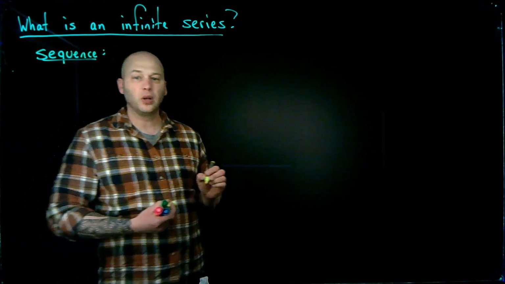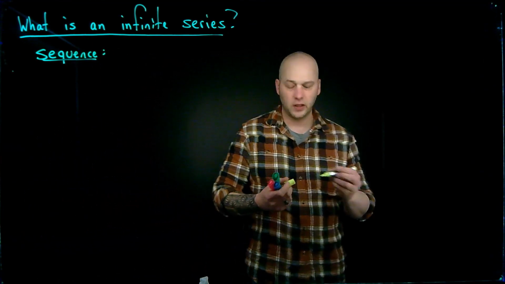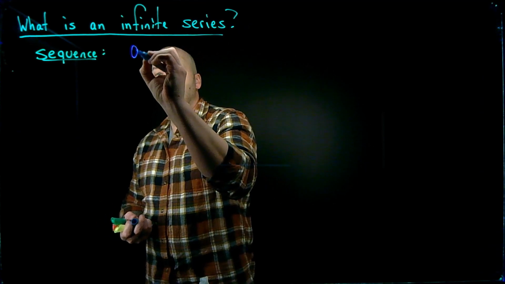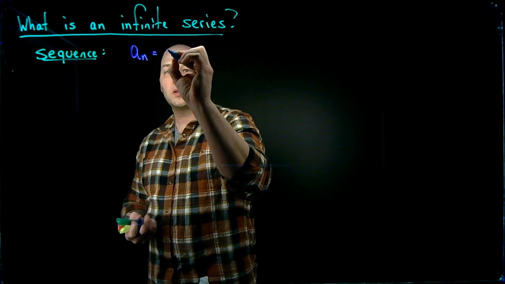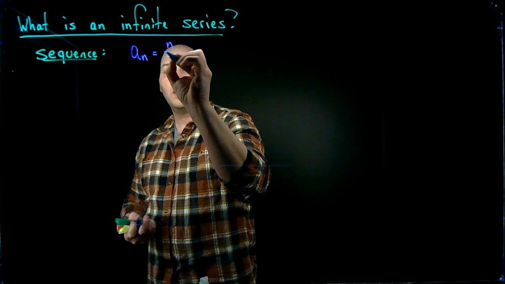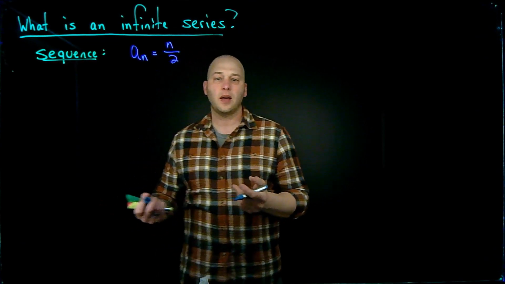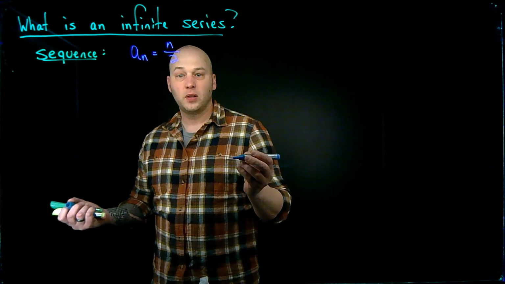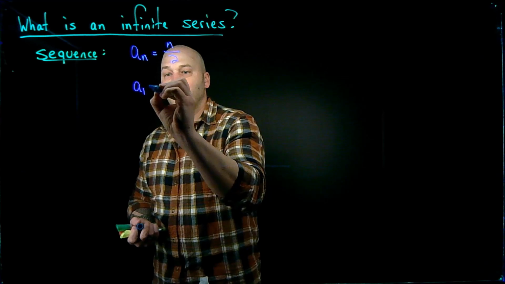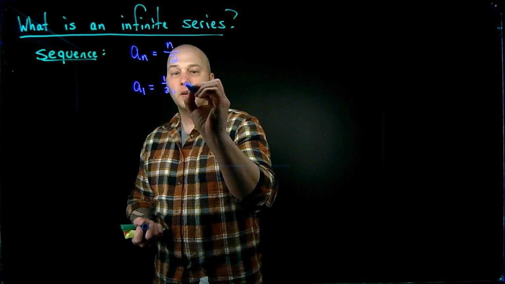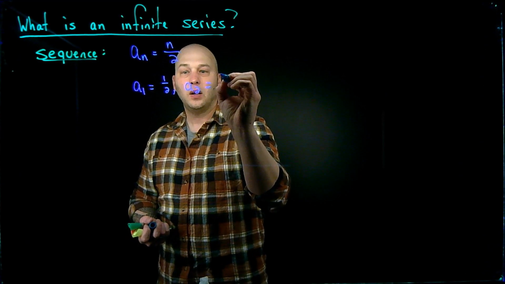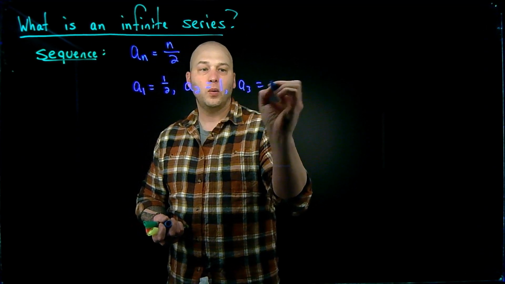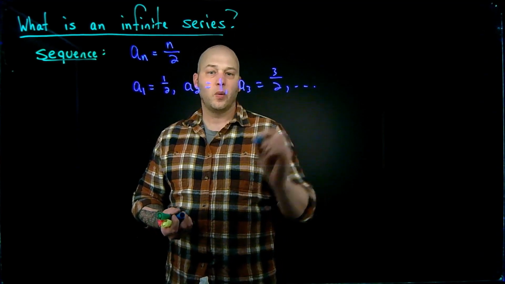let's talk about the building block for this concept, that of a sequence. A sequence we think of as one of two ways. So a sub n, let's say, is just n over 2. So let's say that this sequence is given by n over 2. Well, what are the terms of the sequence? A1 would be 1/2. A2 would be 2 over 2, which is 1, and then a sub 3 would be 3/2, so on and so forth.